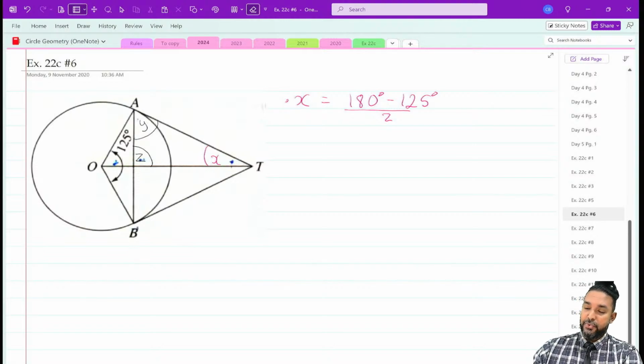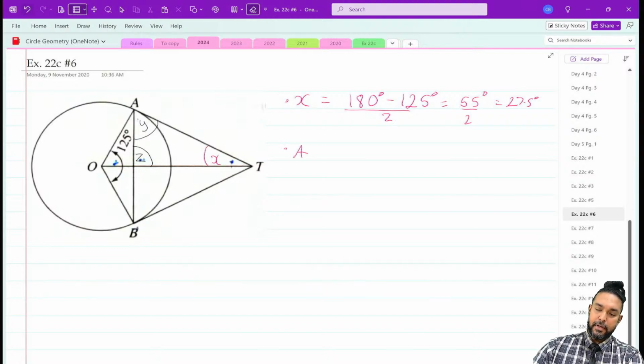Right, so 180 minus 125 is 55. And 55 divided by 2 is 27.5. Cool. And that's because ATB and AOB are supplementary.